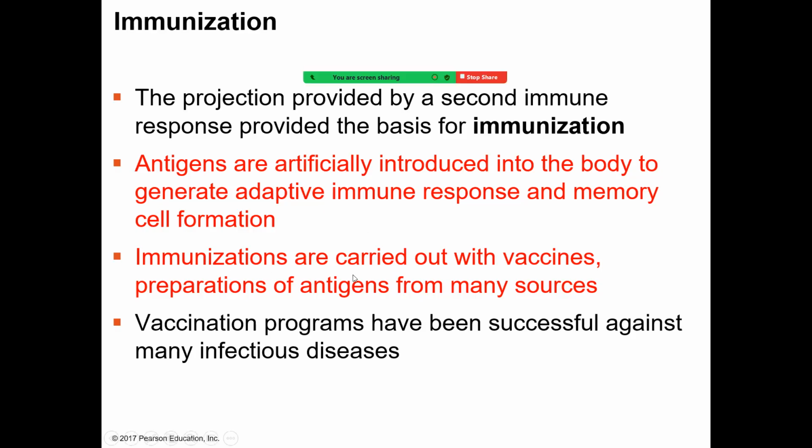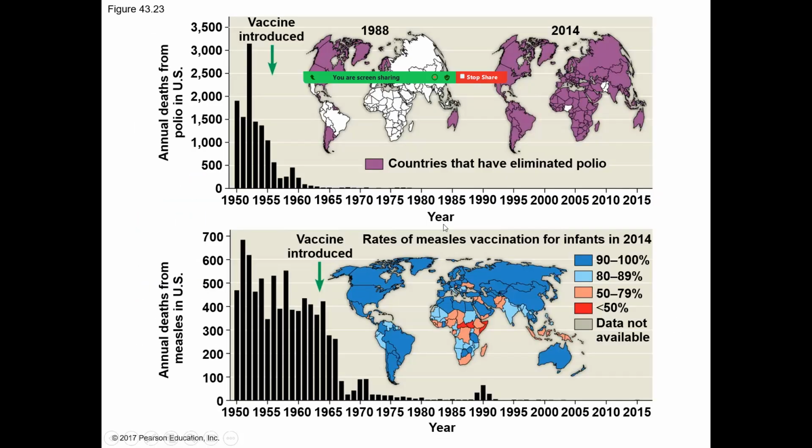So immunizations are carried out with vaccines that are preparations of antigens from many different sources. And many vaccination programs have been successful against infectious diseases and actually some have eradicated diseases worldwide. So good examples here, polio. This is showing you 1988. The countries in purple are countries that had eliminated polio, which is a virus that can lead to pretty severe neurological consequences. This is a map in 2014.